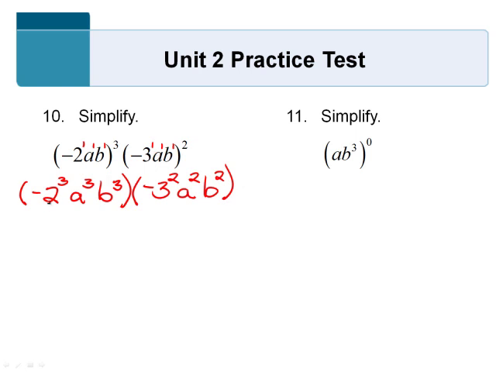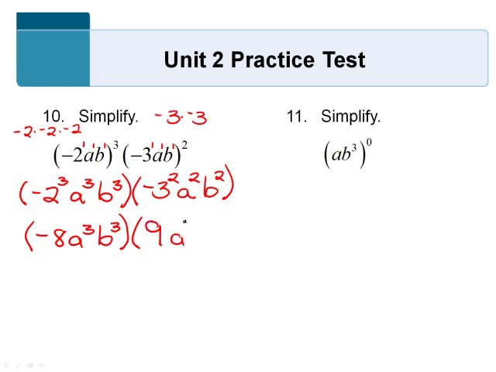So now work out the exponents. Negative 2 to the third. Remember, that's negative 2 multiplied 3 times. That's going to be negative 8, a to the third, and b to the third. My 3's look really messy. Sorry about that. All right, negative 3 squared. Negative 3 times negative 3 is a positive 9. And the variables just come down, a squared and b squared.